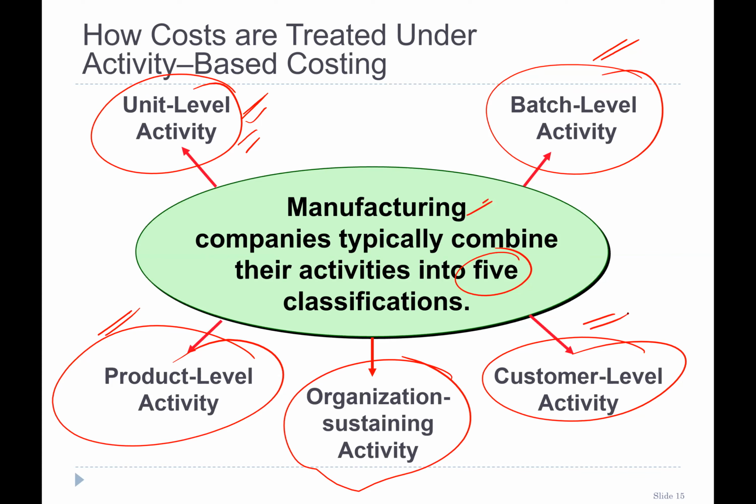For customer level activity, for example, if you are assigning the product cost based on customers, then you can divide the cost or the marketing department cost according to the customer level as well. And the organization sustaining activity is something like, for example, the skill inventory needed to produce a job, for example, job training. This kind of thing, we use organization sustaining activity.